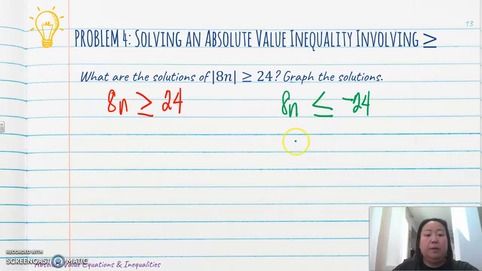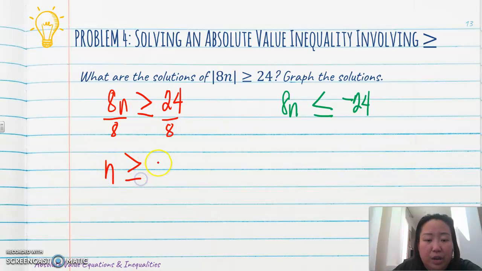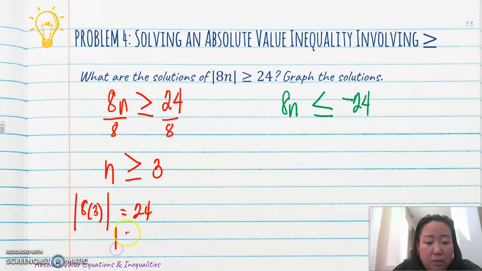So what is the value of n on our first inequality? Here you divide by 8, and so n is going to be greater than or equal to 3. You can check the solution. If you have 8 times positive 3, is the absolute value of that equal to 24? Definitely, the absolute value of 24 is indeed 24.